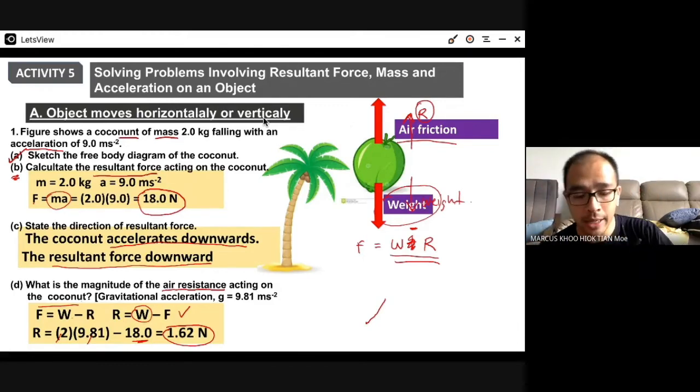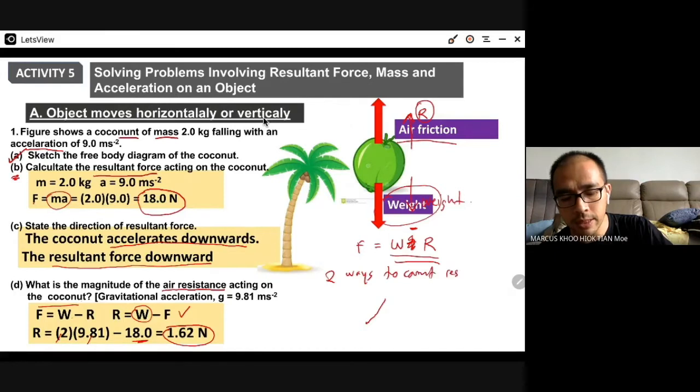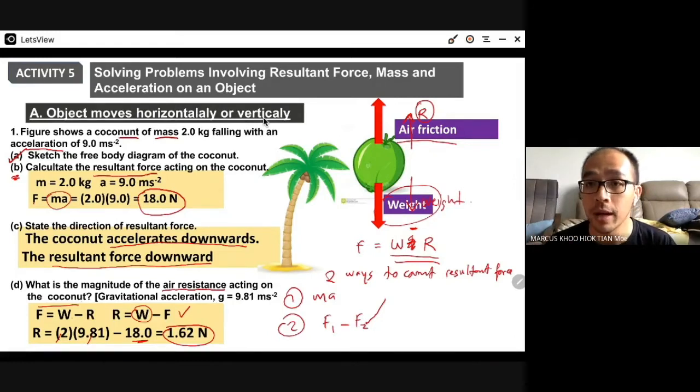Okay, remember, ada dua cara, okay, two ways to count resultant force. Okay, cara pertama guna MA. Cara kedua guna F1 minus F2 or F1 plus F2 lah, depending on how you want to do it. Okay, but the result will still be the same. Okay, so jangan fikir that this formula kan dia satu hala saja. No, it can be taken apart. Okay, and then nanti kau kasih sama dia balik.